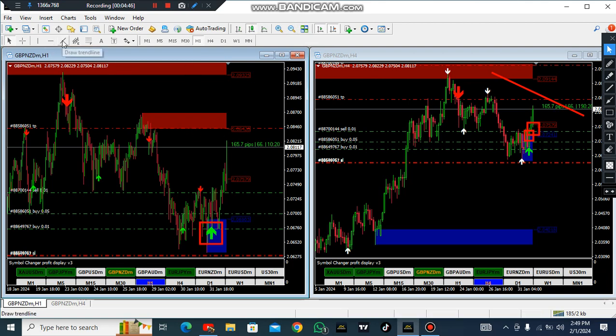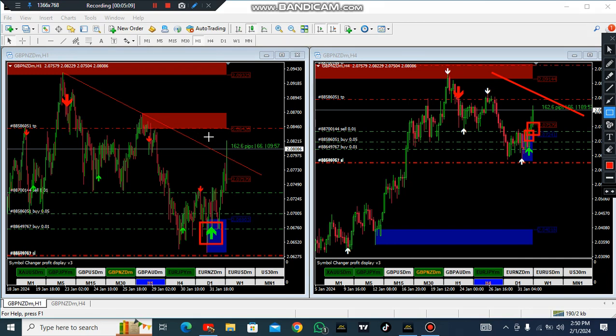Now, can you see? This is the trend line here. It seems like it is breaking, but we are 10 minutes left before the close of this candle. The next candle which will appear in H1 might go down, so if it goes down, it will certify this break here to be a false break.